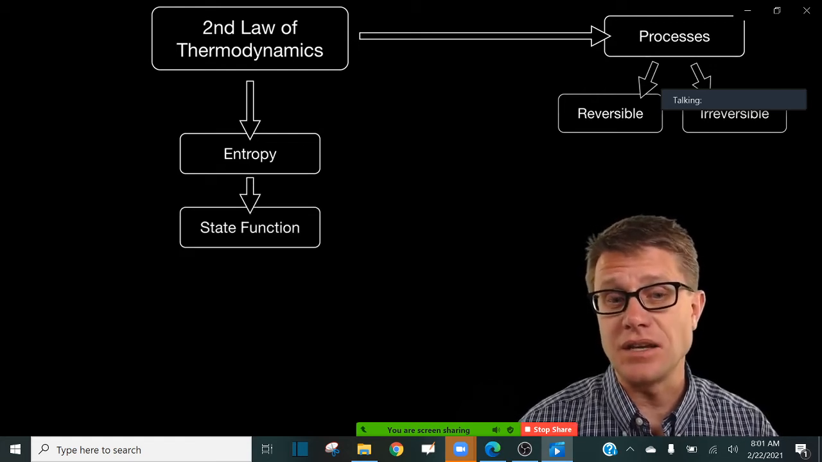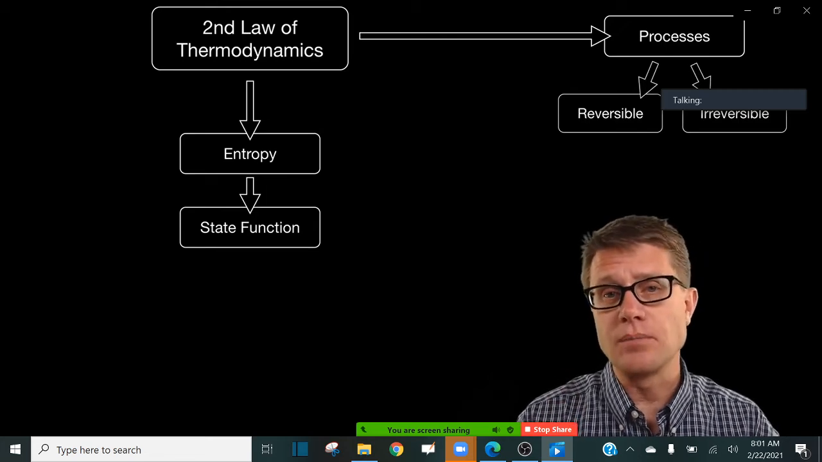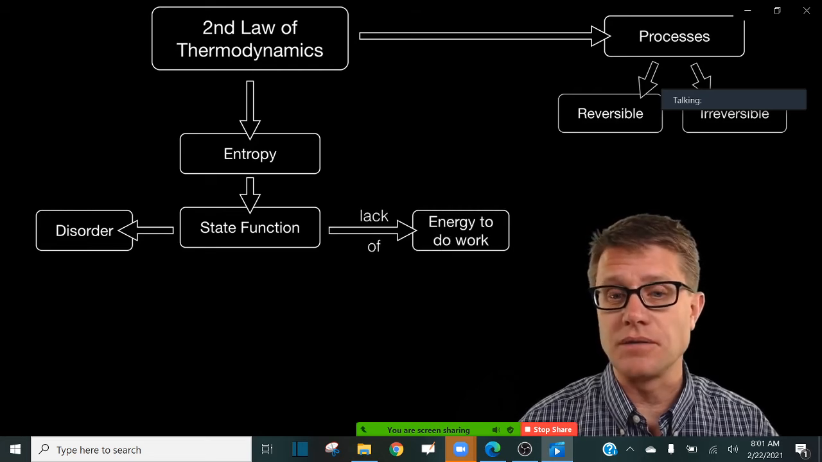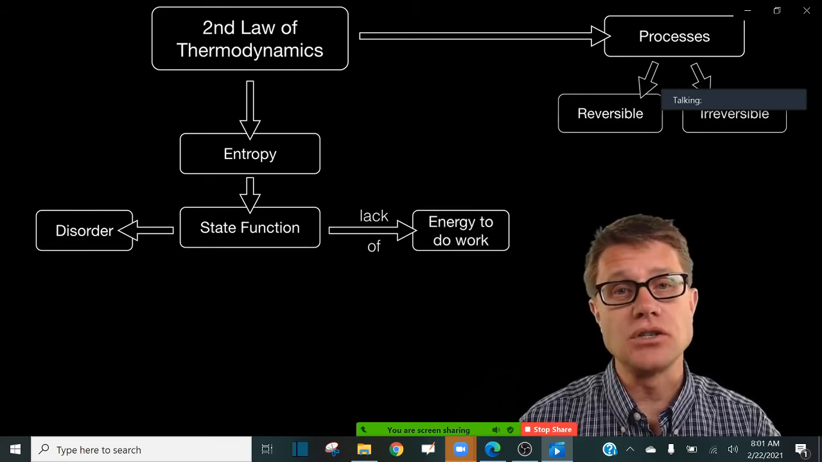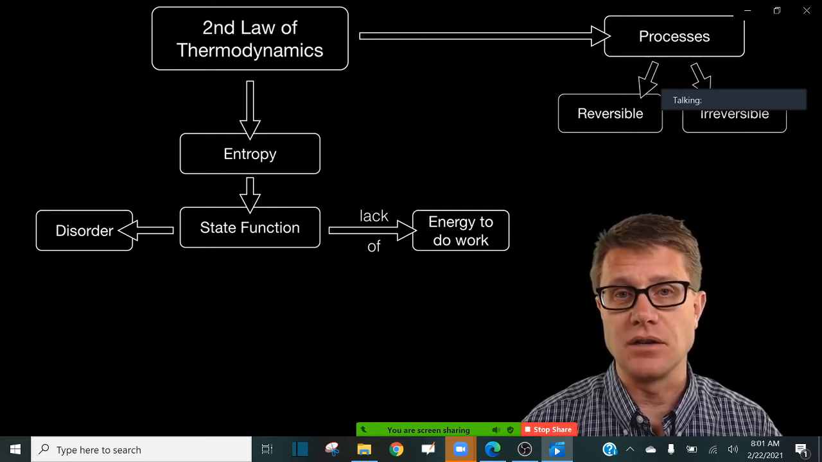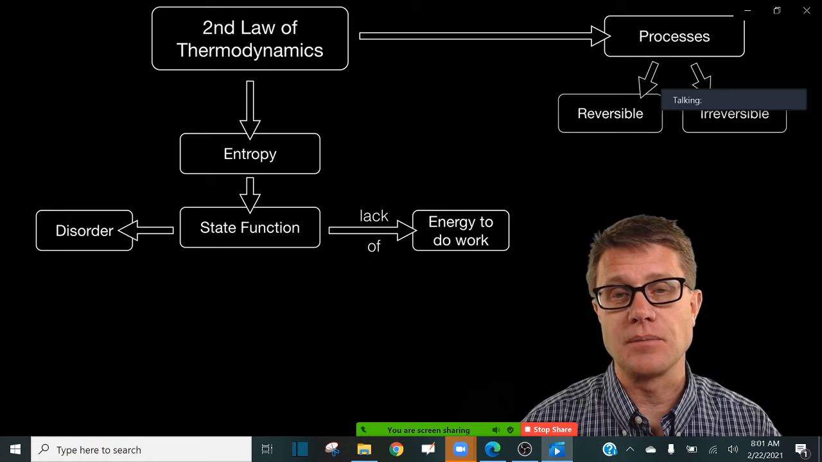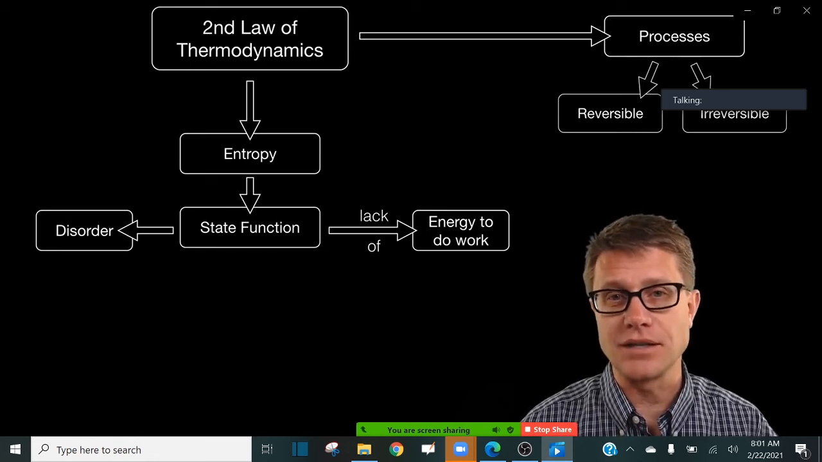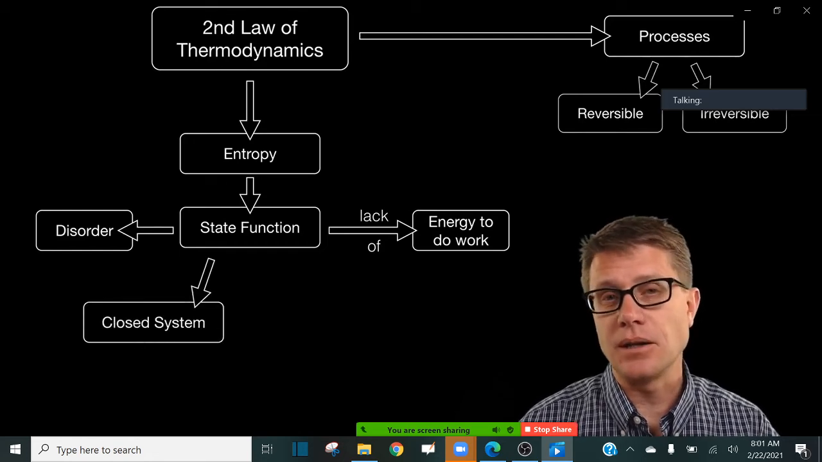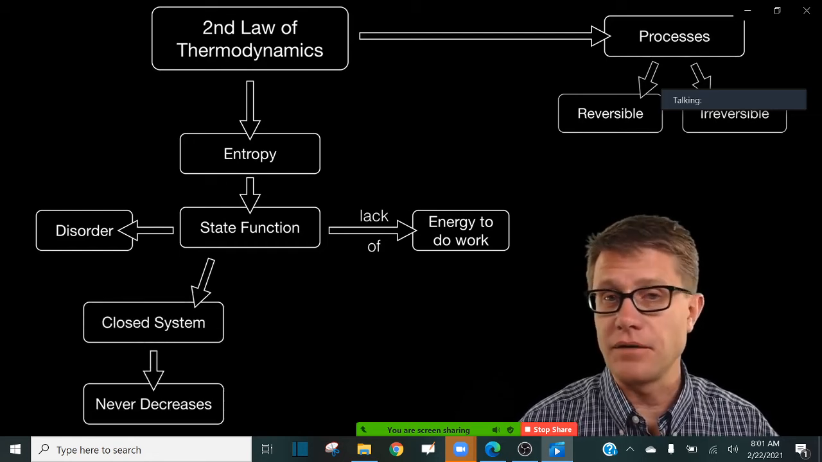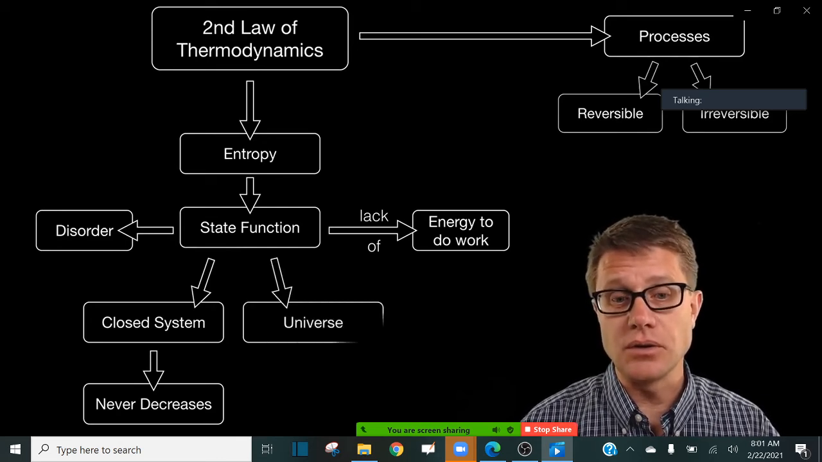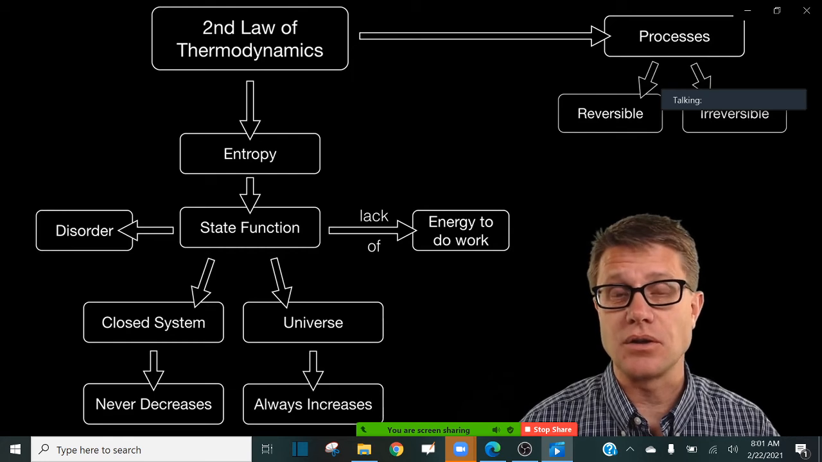Now, entropy is a state function. That means it's just measured at one point or one state in time. It measures disorder. Another alternative definition is the lack of energy to do work. And so a way to think of it is increasing chaos or disorganization of the system. The nice thing about AP Physics is you don't have to quantify entropy. You just have to know its quality, in other words, what it is. In a closed system, the amount of entropy will never decrease. It always increases over time. And if we think of the whole universe, the entropy of the universe is going to increase over time as well.